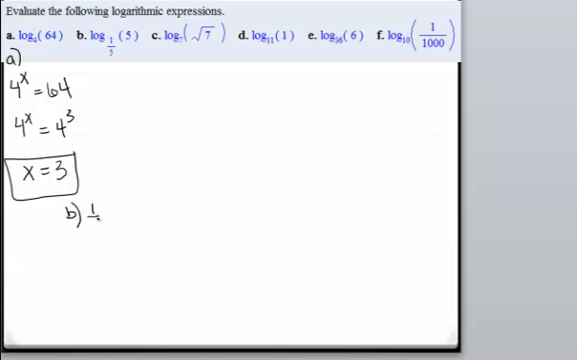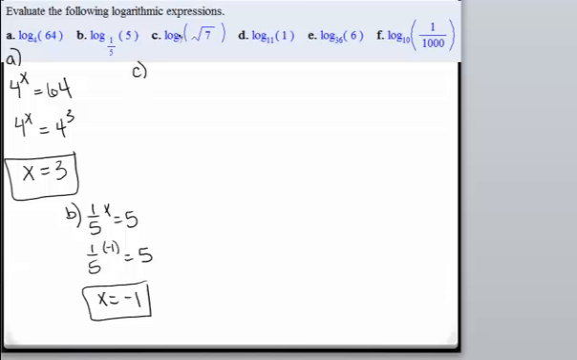For b, we have 1/5 to something equals 5. Well, what do you raise 1/5 to get 5? 1/5 to the -1 is equal to 5, right? So x must be equal to -1. So in this one, log base 1/5 of 5 is -1.